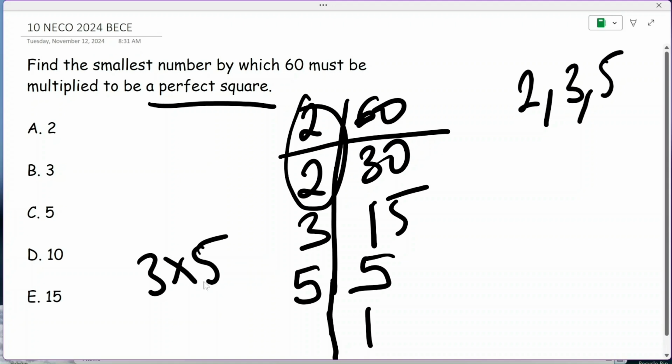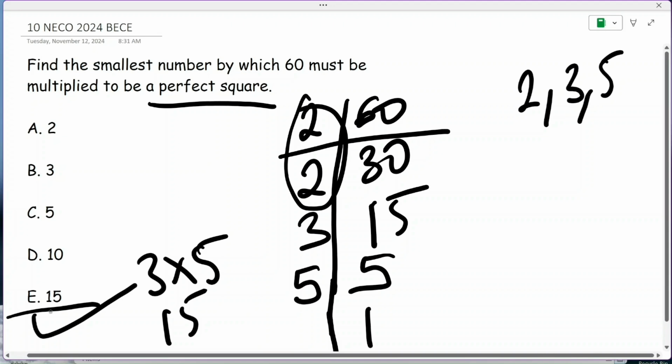So you have 3 times 5. 3 times 5 is 15. That is, you have these 2 as twins. You have 2 2's, but you have 1 3 and 1 5. So you need an extra 3 and an extra 5 to make it a perfect square. By the time you multiply 15 by 60, you get a perfect square. So the answer to this question is 15. The smallest number you would have to multiply by 60 to make it a perfect square is 15. Our answer is therefore E, 15.